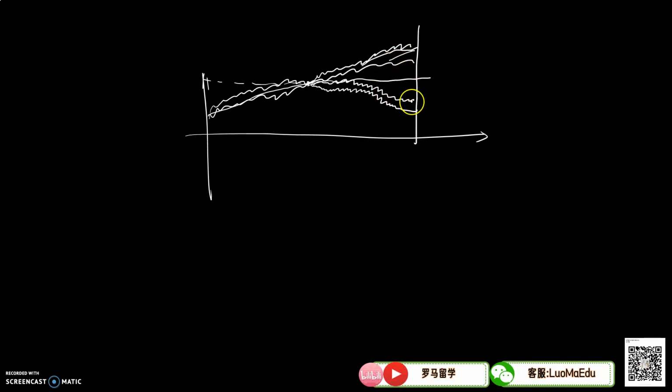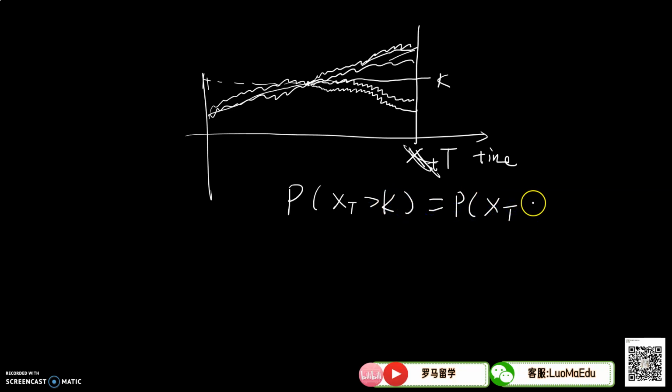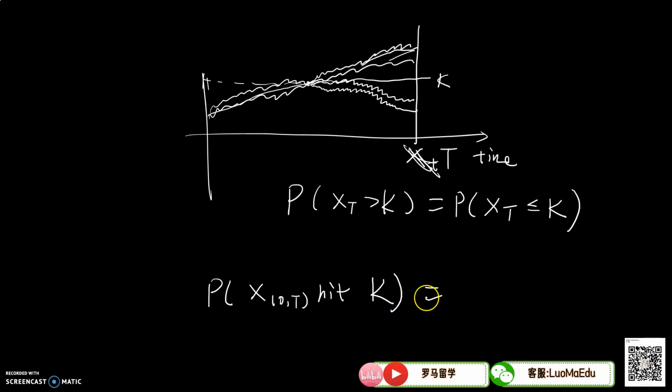If I express it in mathematical form, let's say the notation of the process is X(t), here is the time, and here is the capital T. The probability that X(T) is larger than K is equal to the probability that X(T) is smaller than or equal to K. And because all these 2 paths are from the same process, the probability that X between 0 and capital T hits K will be equal to 2 times this guy.